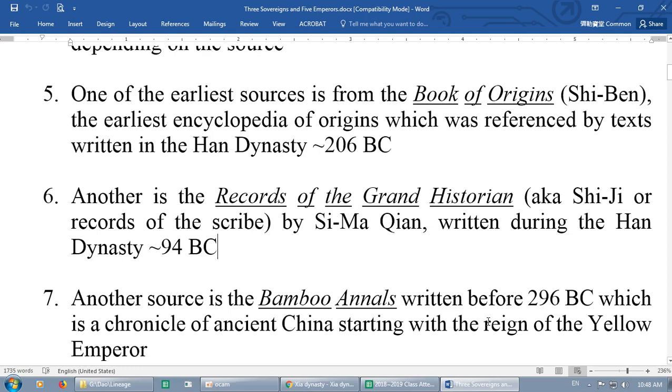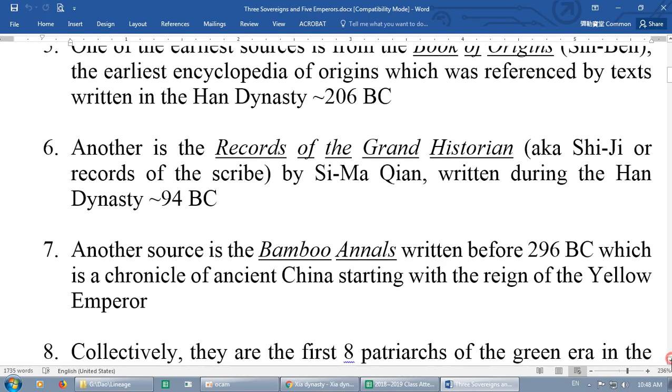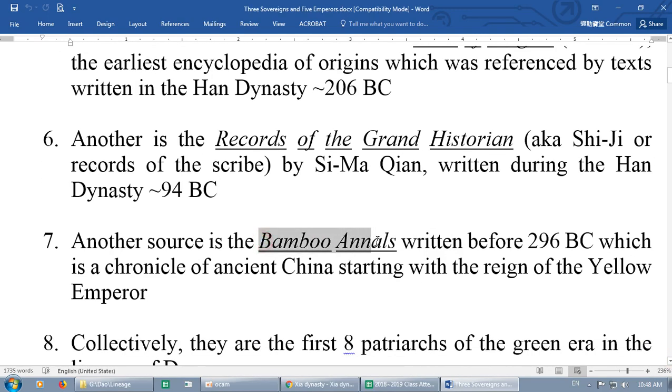So it's hard. When I did a lot of research, I was comparing different sources and the periods. It's a range. So it's not easy. Then there's another source. There are many sources, but I'm just listing 3 for now. Another source is called the Bamboo Annals.